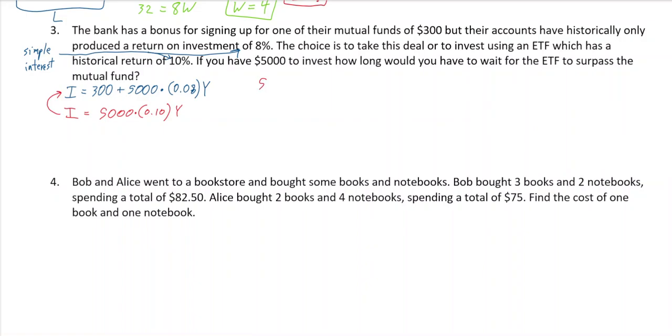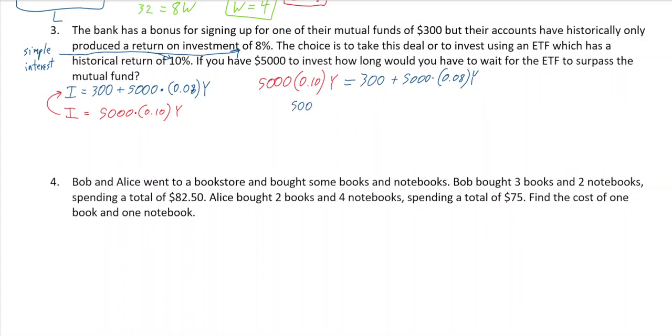So we're going to have 5,000 times 0.10y equals 300 plus 5,000 times 0.08y. Now we need to solve for y. And we can do this algebraically, but it takes time, but we'll do it anyway.